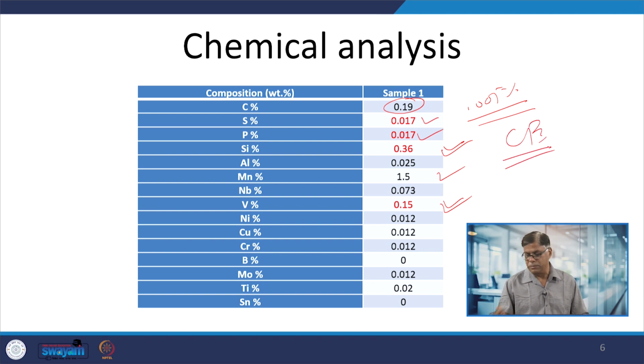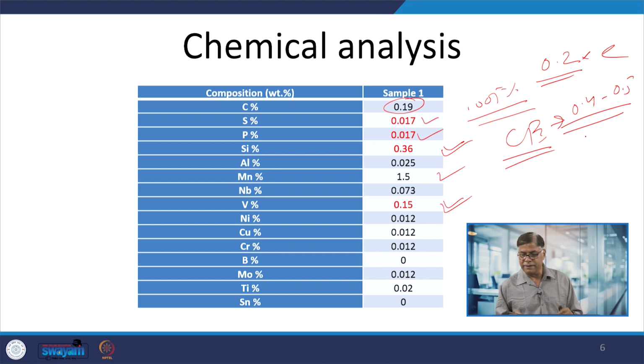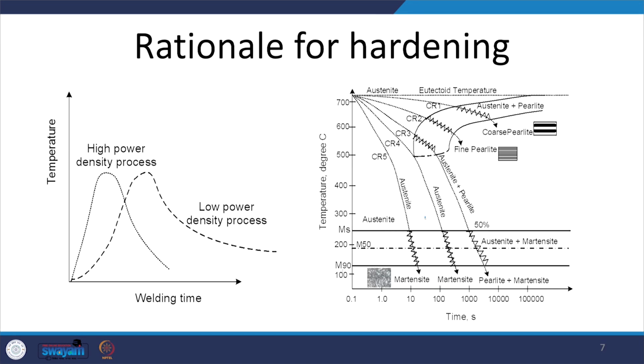We can determine what the carbon equivalent is. Assuming the carbon content is 0.2 and the carbon equivalent is say 0.4 to 0.5, if this is the kind of scenario, then the steel will show great hardening tendency when subjected to the thermal cycle. Okay.